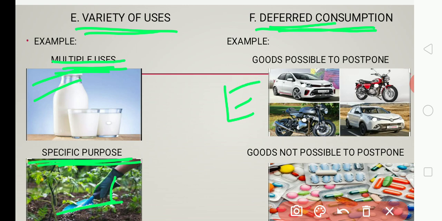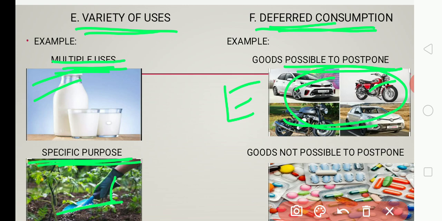For example, cars, bikes, TV, these are goods we can postpone. Not this month, we can buy next month, not this year, we can buy next year. It is possible to postpone these purchases. So for such goods the demand will be elastic. If there is a possibility to postpone the consumption, then the price elasticity of demand will be elastic.